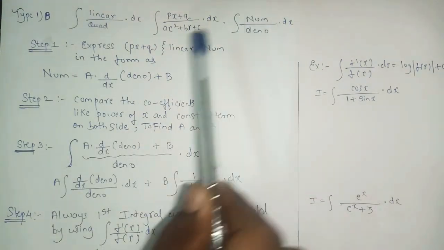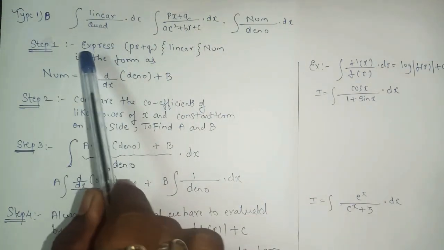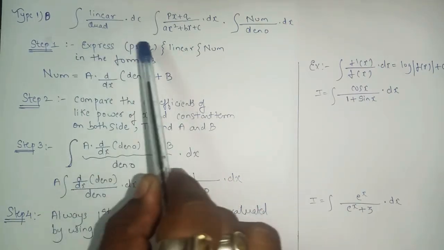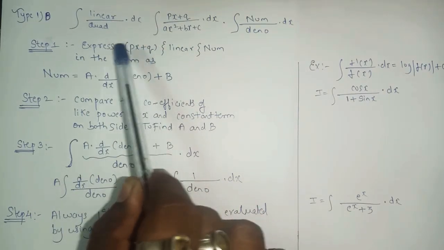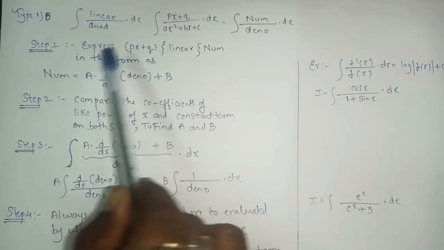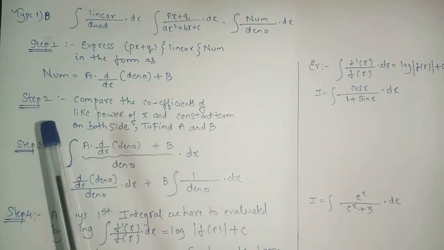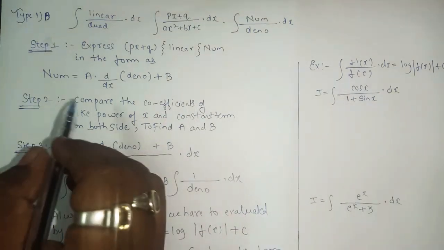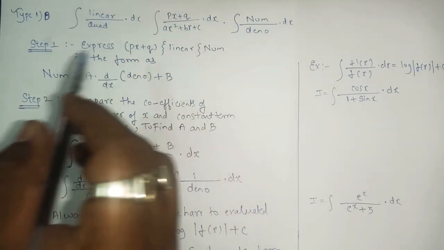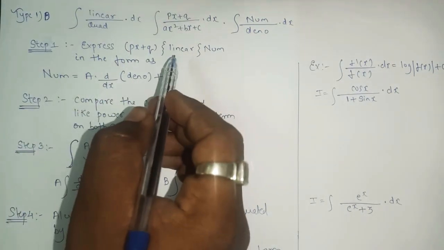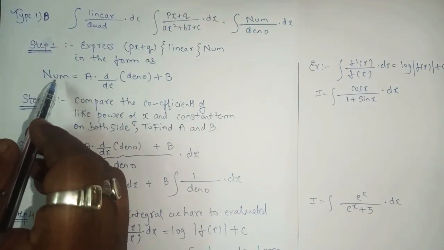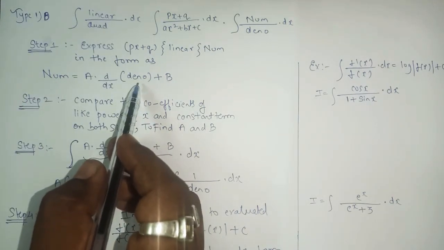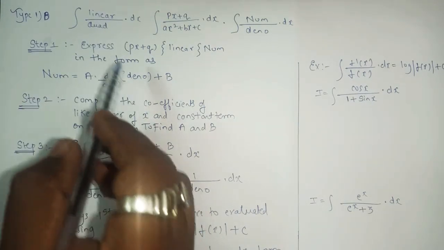or else the numerator. It is up to you. You can remember step number 1 like this also: express px plus q, express linear, or express numerator, in the form as. In place of numerator you can write px plus q, or you can write linear. So here the numerator is what? Linear. And what is the denominator?